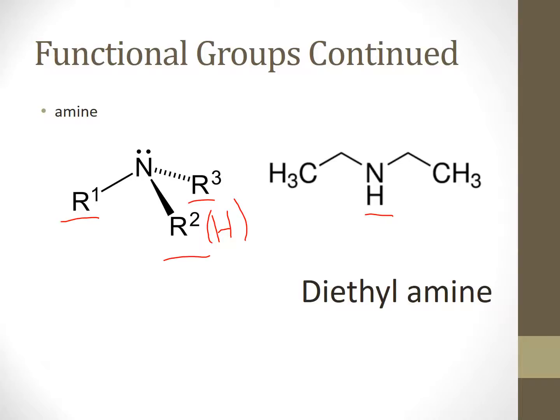And so in order to name this one, this would be diethylamine. Now if this hydrogen right here were to be another ethyl group, this would simply be triethylamine. So you can see how they just name the substituent that's coming off of the nitrogen.